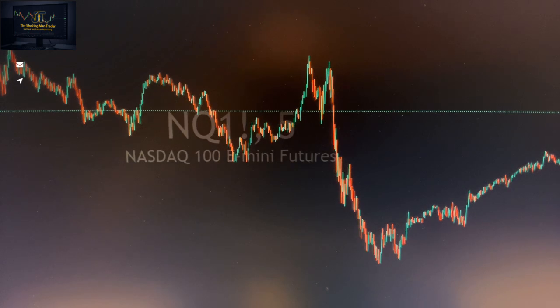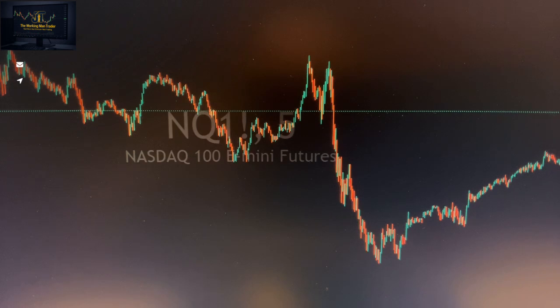I trade clean structure, no hype, no signals, no indicators, just simple mechanical price action that works for real people. And today I'm going to break down the exact model I use every single day to trade NQ, ES, gold, and stock options. And this is the foundation of everything I teach.